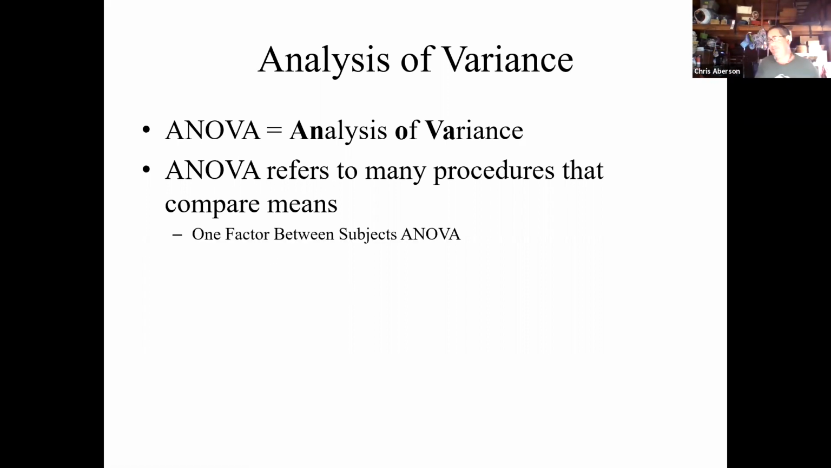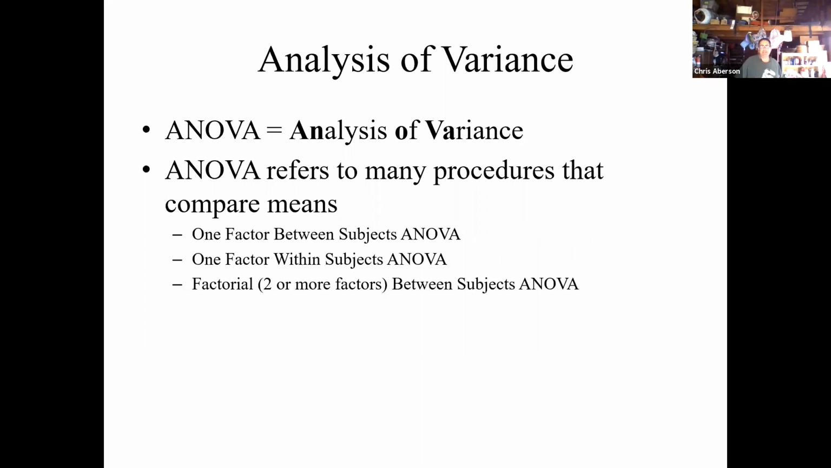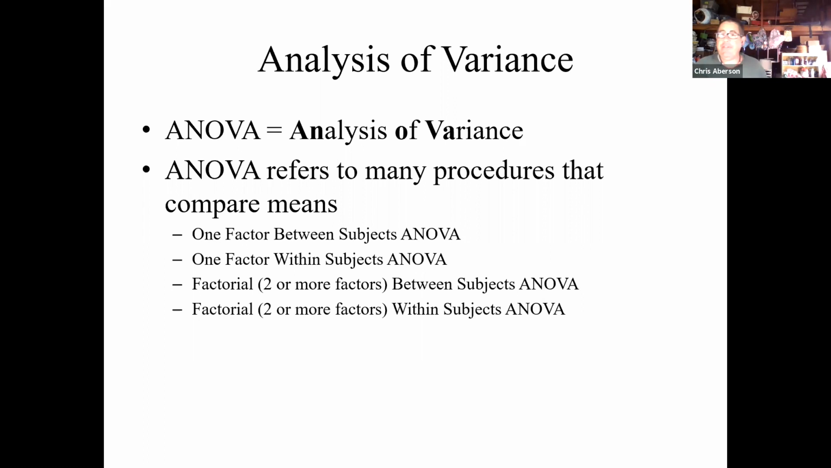There's the one factor between subjects ANOVA, which is the topic of this tutorial. There's also the one factor within subjects ANOVA. I think the analogy here is the between subjects ANOVA is like the independent samples t-test, whereas the within subjects ANOVA is like the paired t-test. There's the factorial ANOVA. That would mean an ANOVA with more than two factors. You could have a between subjects and a within subjects version of that. You could have a mixed model ANOVA that has at least one between and one within factor.